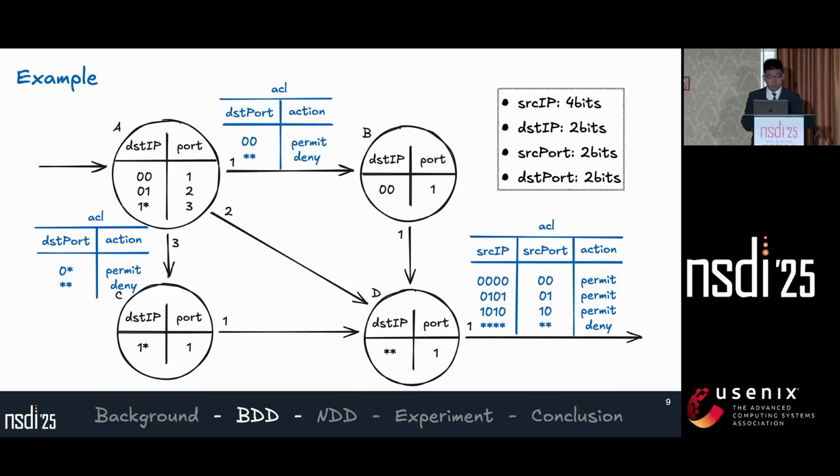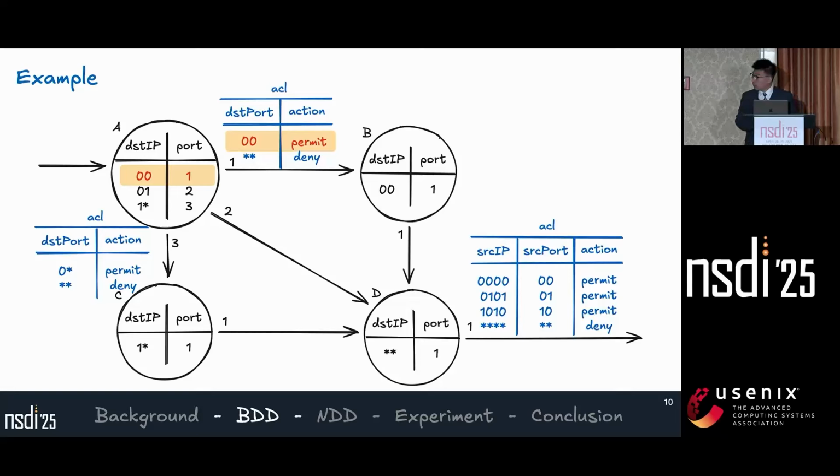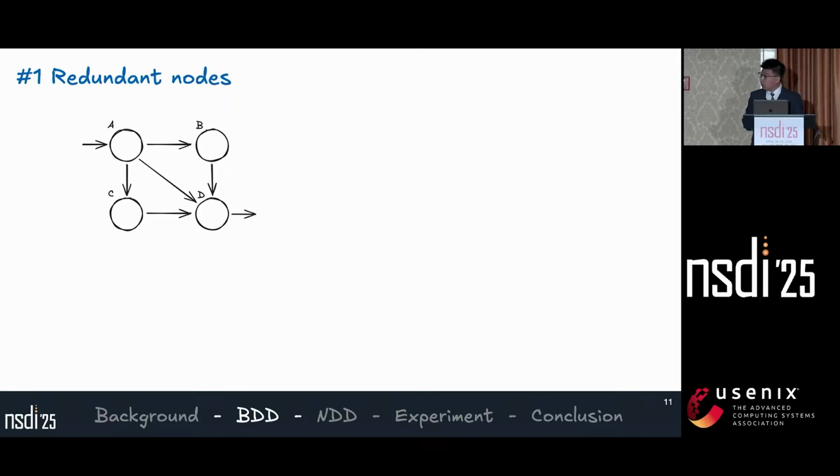To better show the 3 limitations, we use a simple example here with 4 devices, and we suppose that the field of source IP has only 4 bits, and the other fields each have only 2 bits. On each device, there are forwarding rules matching the destination IP field, and ACL rules filtering packets according to the 5-tuple. For example, on device A, the first forwarding rule states that only packets with destination IP equal to 00 will be forwarded to port 1, and the ACL rule states that only packets with destination port equal to 00 will be allowed by port 1. Now let's see the limitations of BDD.